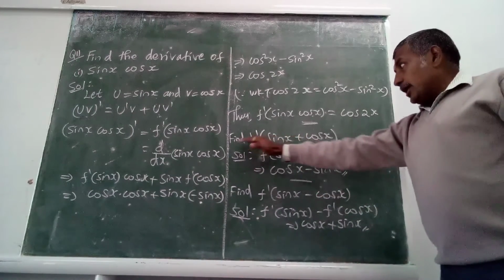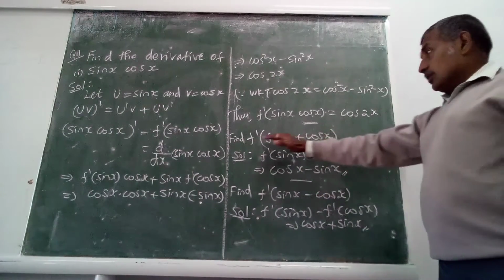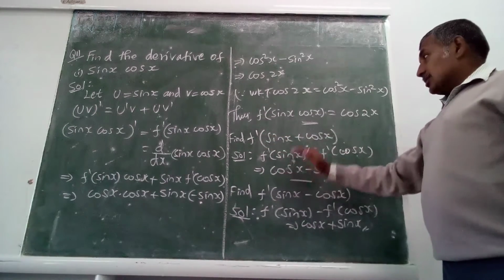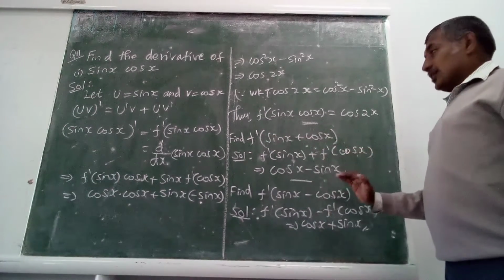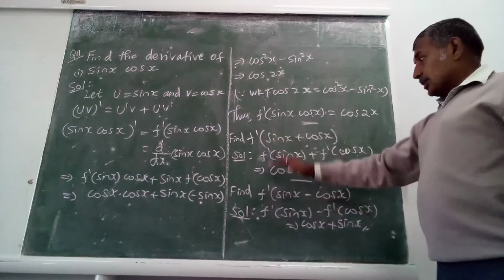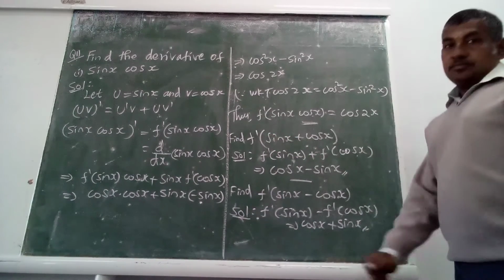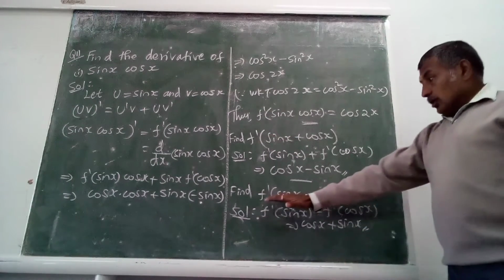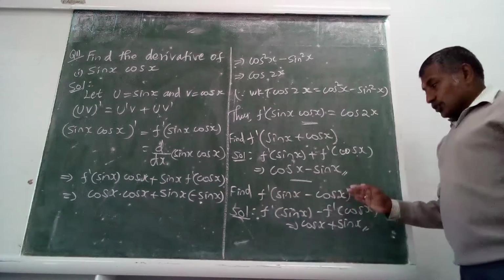See, find f dash of sin x plus cos x means f dash of sin x is cos x. F dash of cos x is minus sin x. That's the answer. For this question, the answer is cos x minus sin x. Got it? The same way, suppose the question is f dash of sin x minus cos x they are asking.